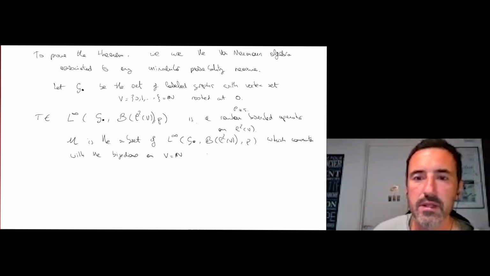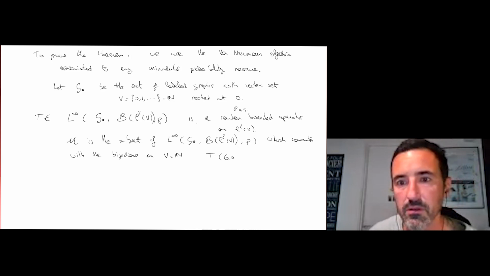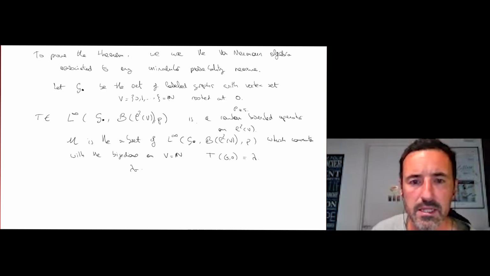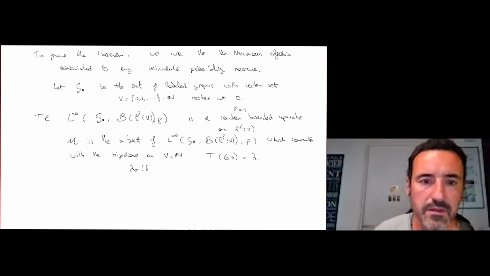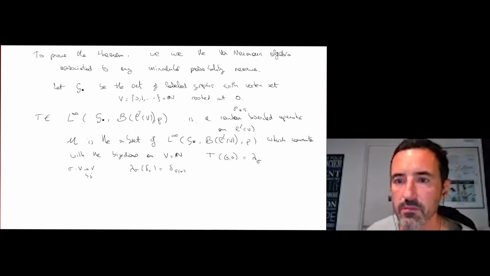If I write an element here, I can write it as T of G, O. If lambda of sigma is the operator, with sigma a bijection from V to V, an integer, lambda of sigma of a Dirac mass at x is the Dirac mass at sigma of x. I want that T of G, O is equal to lambda of sigma minus 1, T of sigma G, sigma O, lambda of sigma.